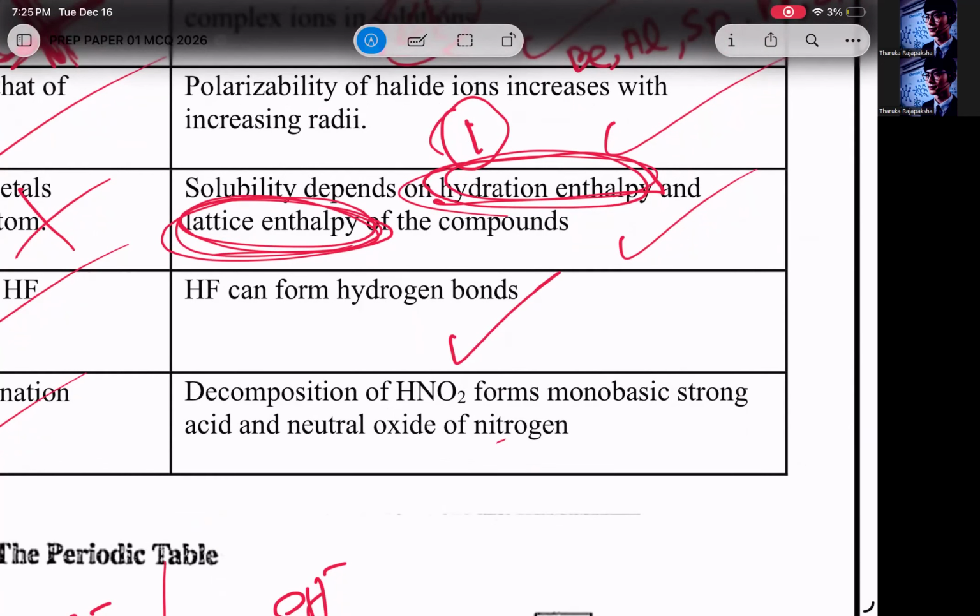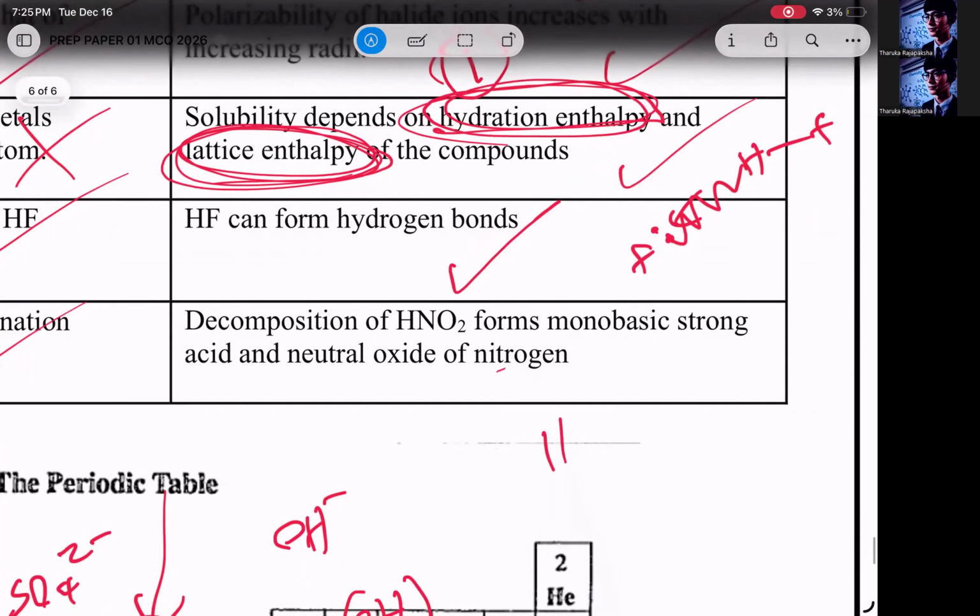HF can form hydrogen bonds. That's correct, people, because it contains fluorine and also a hydrogen attached to fluorine. Fluorine contains lone electron pairs, and there's hydrogen attached to fluorine, so they will form hydrogen bonds. Actually, it will dimerize. Like, 2 molecules will join together.